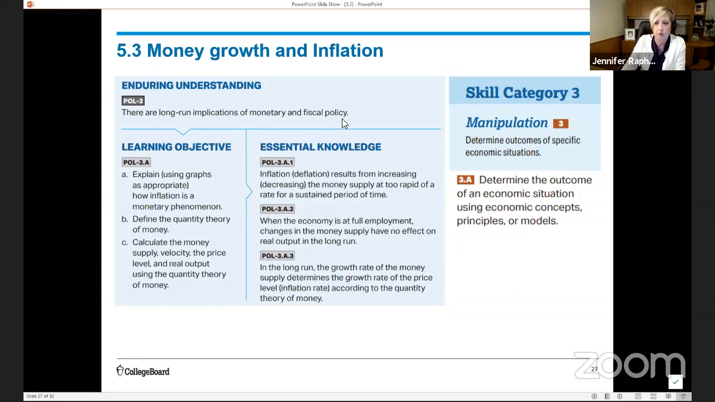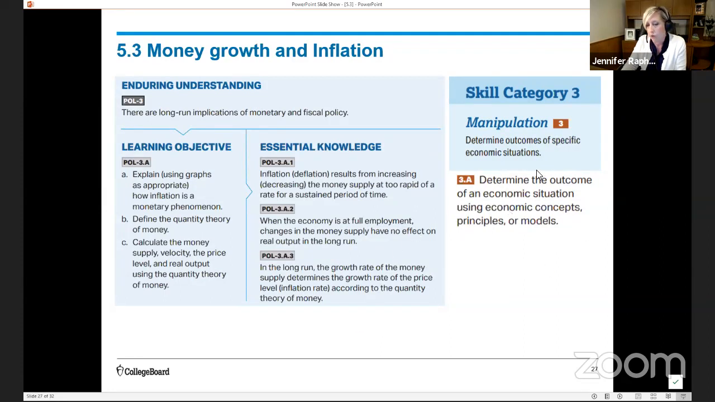So starting on Monday, when Mr. Romano is back with you, he's going to start talking about the long run implications of fiscal policy. So again, the primary learning objective was to be able to explain how inflation is a monetary phenomenon. And we did that using the ADAS model to show why expansionary monetary policy applied to an economy in full employment levels of output is going to lead to nothing except higher price levels. We looked at the quantity theory of money, and I showed you how to calculate the money supply, velocity, price level, and real output using the quantity theory of money.